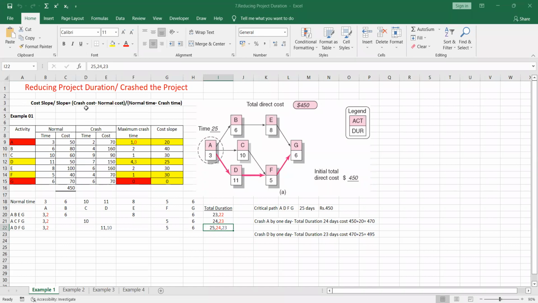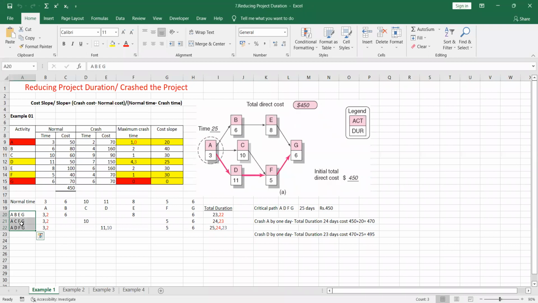Basically, in reducing the project duration, first you have to draw your project network. And after drawing your project network, you have to find what the paths are. According to this project network, we have 3 paths. The first path is A, B, E, G. The second path is A, C, F, G. And the third path is A, D, F, G. Right? So I have mentioned all these 3 paths here.